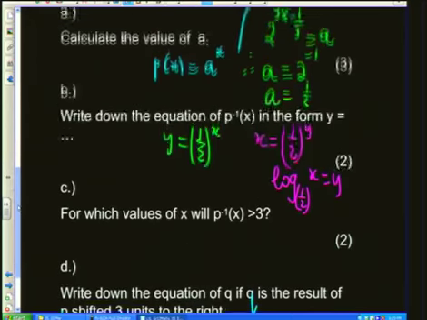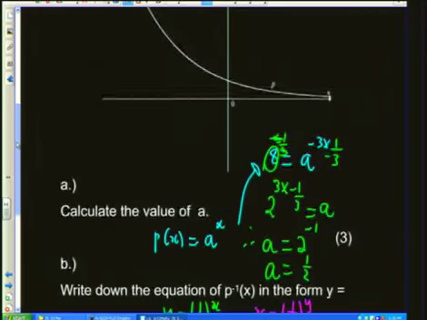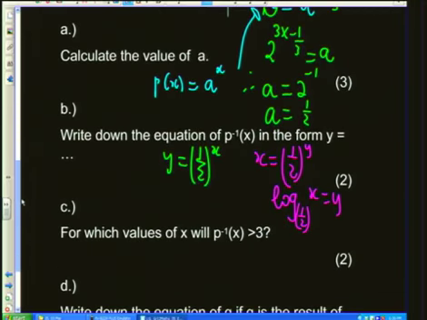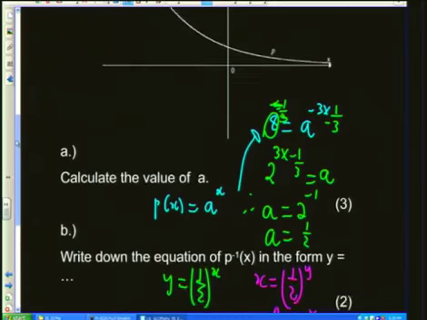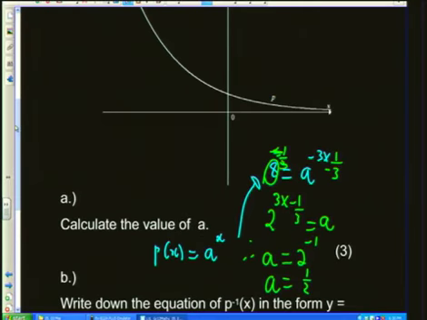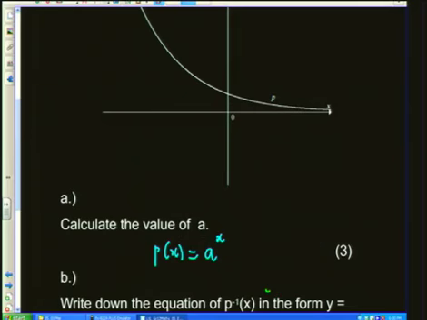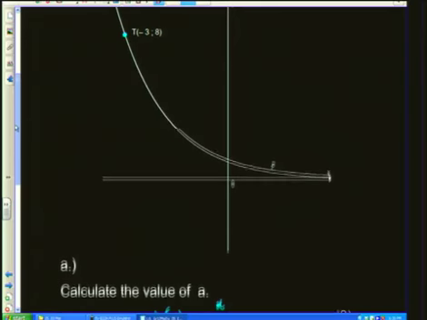Next question, it says here: for which values of x will p to the minus 1 of x be greater than 3? Now, this question, we're going to do it both ways, both with the graph and also algebraically. Right, now, just erase this. We can sketch this graph, our inverse.